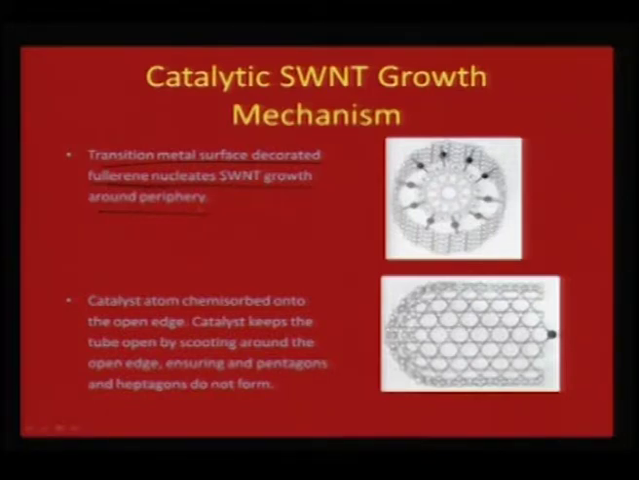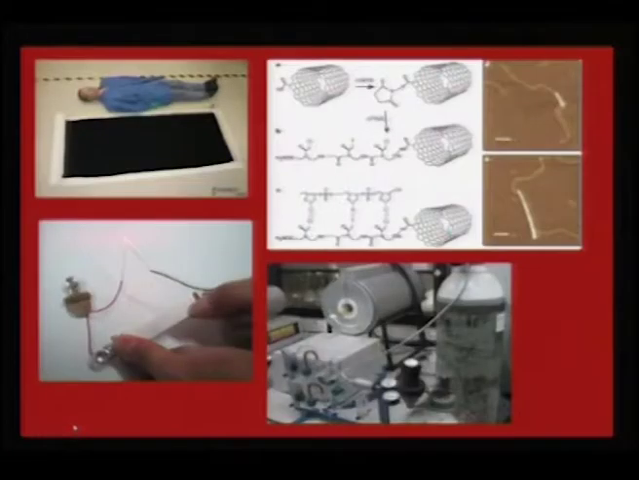So, transition metal surface decorated fullerene, they nucleate the growth around the periphery, and what is the role of the catalyst there? Catalyst keeps on coming out along with the growth. So, this sort of catalyst atoms do stick to the edges of the carbon nanotube. So, catalyst atom chemisorbed onto the open edge, and this keeps the tube from scooting around the open edge. This will ensure that pentagons and heptagons do not form. That is one of the reason why a long chain single wall nanotube is possible with this sort of mechanism.